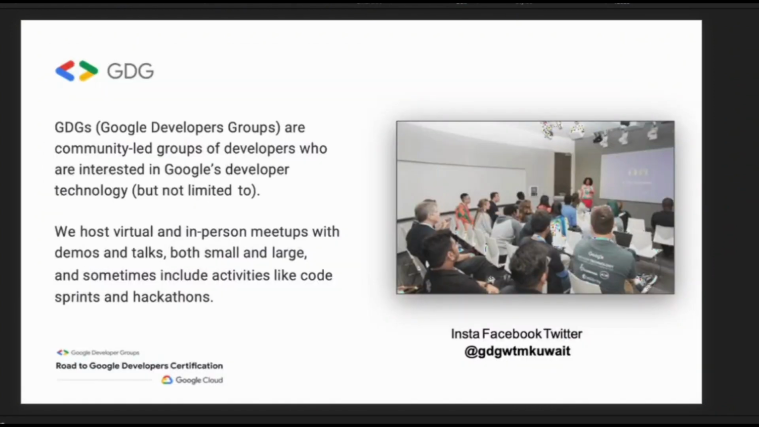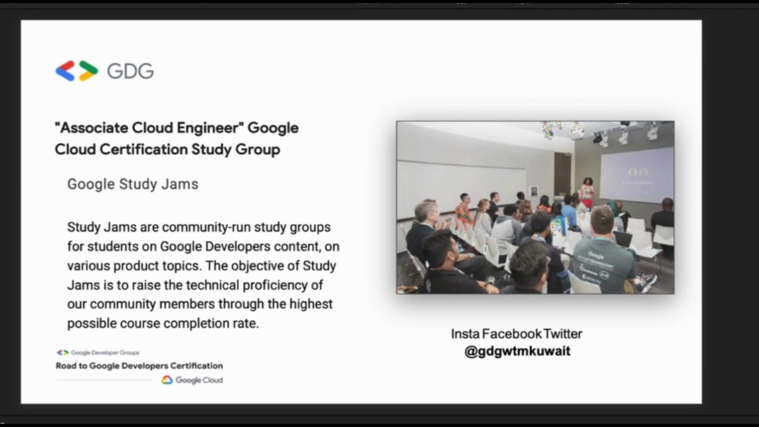So first I will be introducing what a Google Developer Group is. It is a community led by developers, and we host virtual and in-person meetups to talk about activities like code sprints and hackathons. So what is an Associate Cloud Engineer? And what do we do as a study jam? We are a community-run study group for students on Google developer content on various product topics. The objective of this study jam is to raise the technical proficiency of our community members.